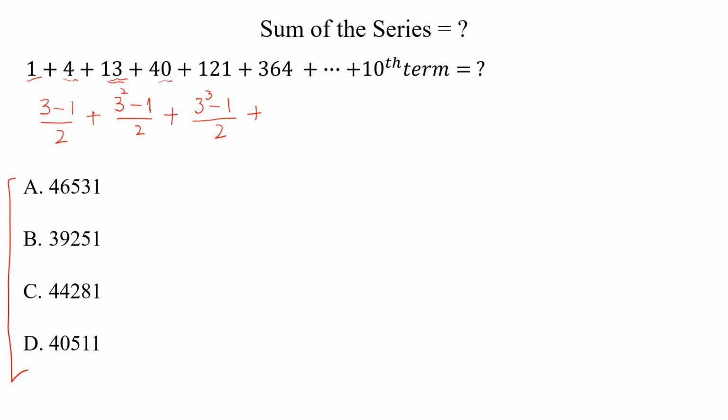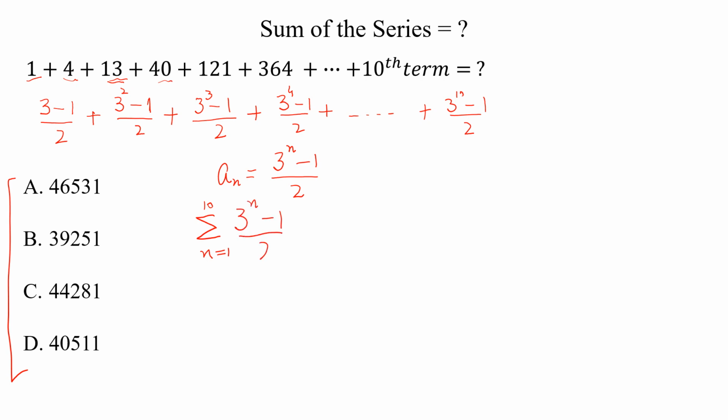Similarly, this fourth term we can write as (3 to the power 4 minus 1) divided by 2, and so on up to the 10th term, which is (3 to the power 10 minus 1) divided by 2. So the general term for this sequence is a_n equal to (3 to the power n minus 1) divided by 2. How can we find the sum? We apply summation, n starts from 1 up to 10, of (3 to the power n minus 1) divided by 2.